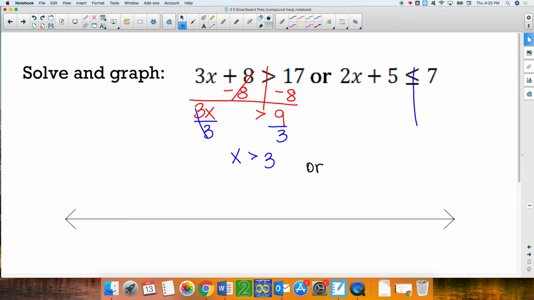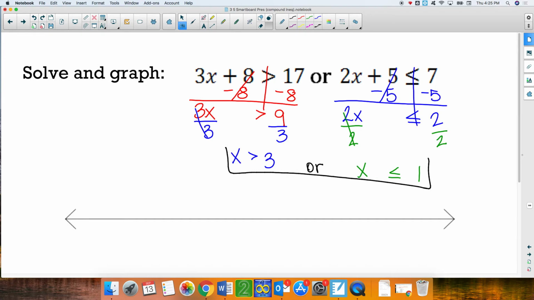So I'm going to draw in my wall, subtract 5 on both sides first. So I have 2x plus 5 minus 5 cancels, bring down less than or equal to. 7 minus 5 is 2. Then I'm going to divide by 2 on both sides. So x is less than or equal to 1. So here are my two answers. And now I'm going to graph them on my number line. So I have 0, I'm going to put a 1, and then I'm going to put a 3.